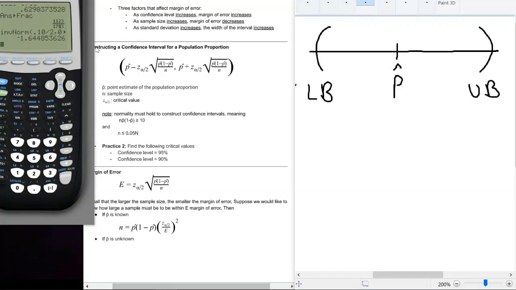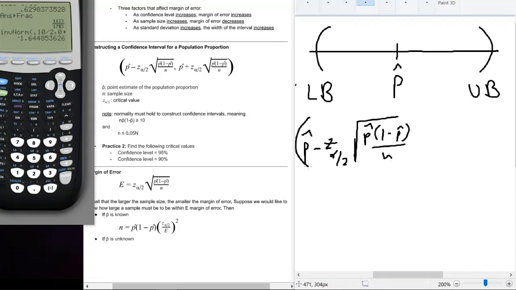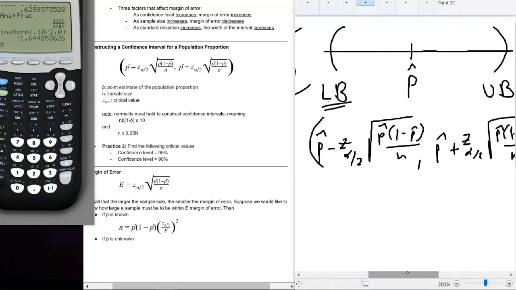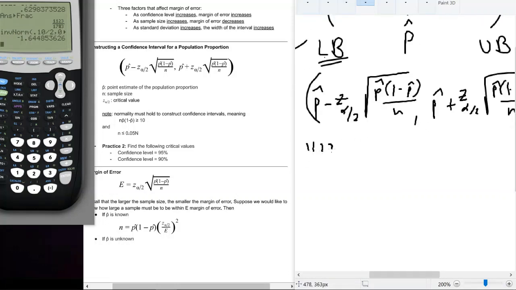So we need to do p hat minus z alpha over 2 square root p hat 1 minus p hat divided by n. That's going to be the lower bound. And then p hat, and then all that changes here is a plus. 1 minus p hat divided by n. This is going to be the upper bound. And we can plug in all the values that we found. 1123 divided by 1783 minus z alpha over 2. We found that to be 1.645.